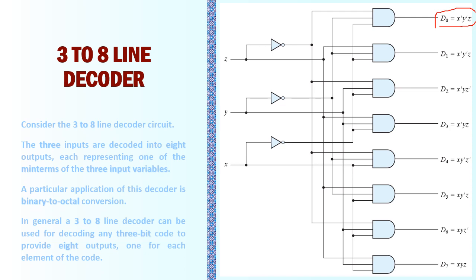We know that the definition of a minterm is an AND term corresponding to all the variables of a function either in the normal form or in the complemented form.